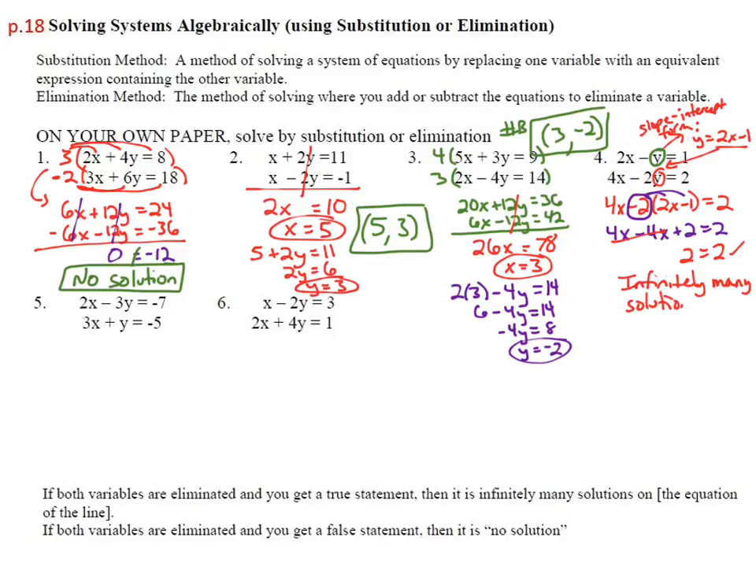And you can choose which equation you want to write it as. But infinitely many solutions on, we'll go with the first equation, 2x minus y is equal to 1. So again, if the variable eliminates, and our numbers would as well, if we brought the 2 over to the other side, we'd have 0 equals 0, which is true. But 2 equals 2 is a true statement. So that means that we have the same line, so infinitely many solutions on 2x minus y equals 1.